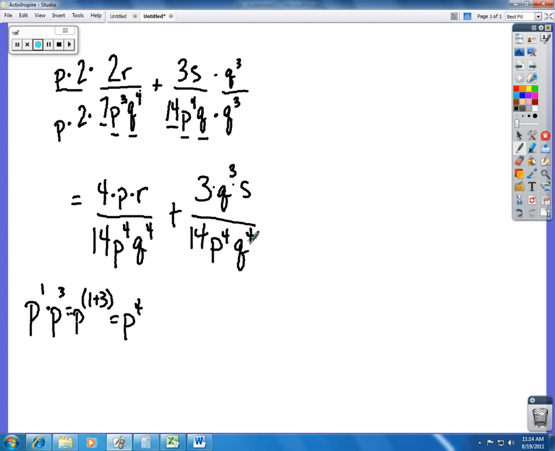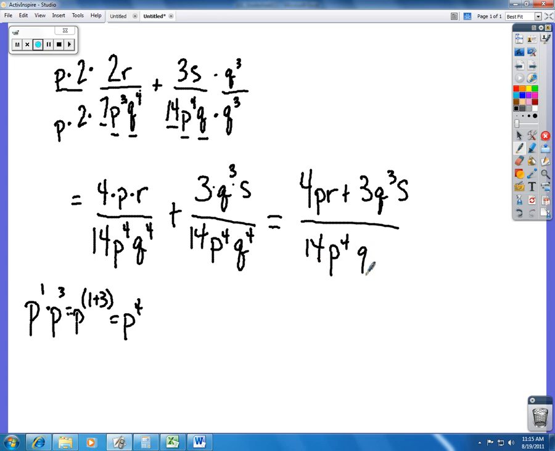Okay, so now we have common denominators here, and we can add across on the top. So we've got 4pr plus 3q cubed s all over 14 p to the fourth, q to the fourth. Now, what you would hypothetically ask is, okay, can I combine anything? Can anything cancel out? But in order for anything to cancel, for example, we can't divide the 4 and the 14 because we'd have to also divide that 3 by something. So there's nothing that can cancel out here and nothing that can be simplified, so that is our answer. Please let me know if you have any questions.